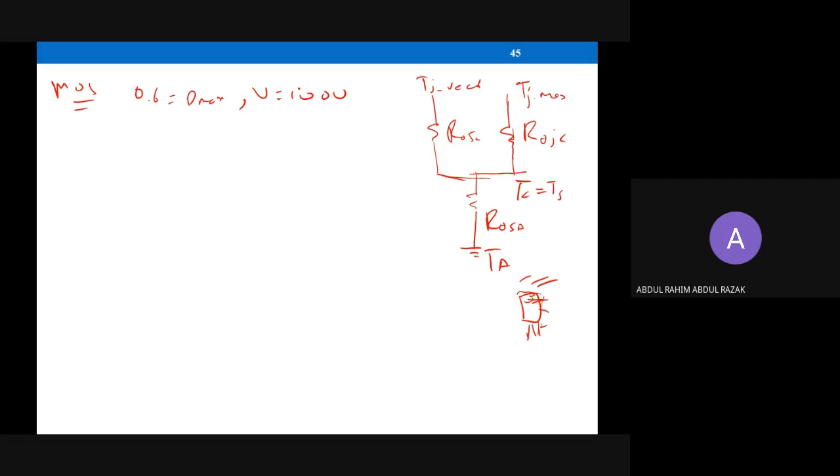Ambient 50 degrees C. Your load resistance is 10 ohm. Switching frequency 40 kilohertz. Later on, we will see that actually there are two sources of losses.